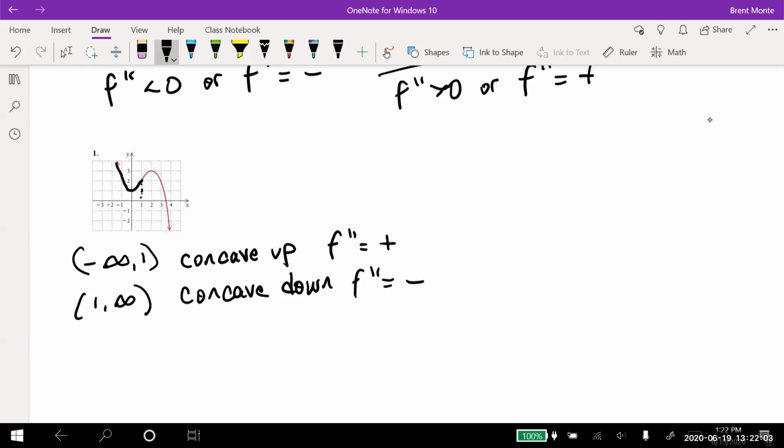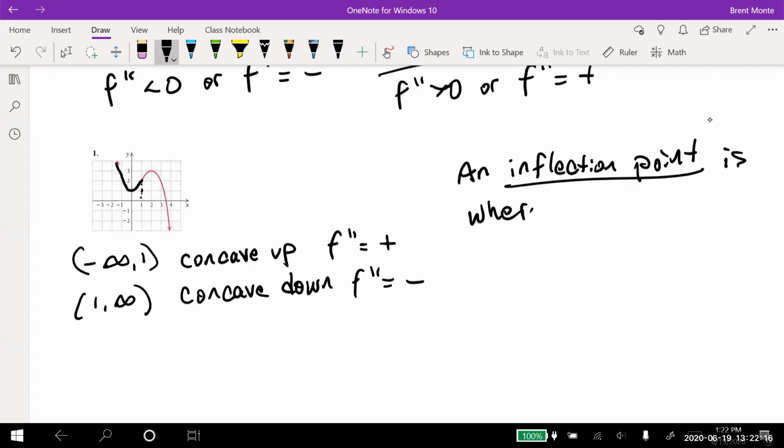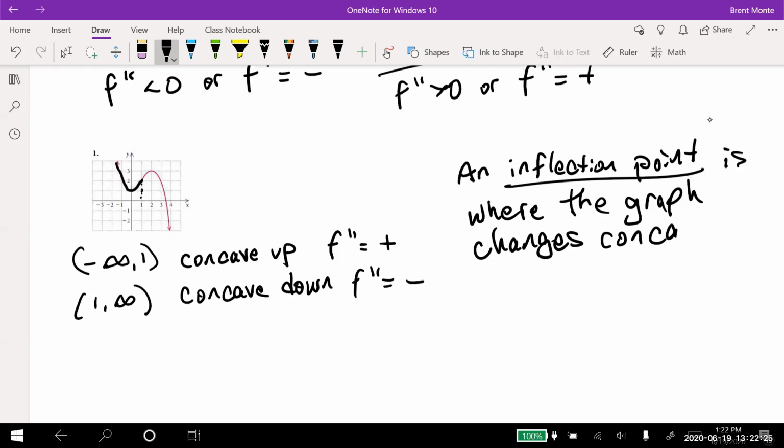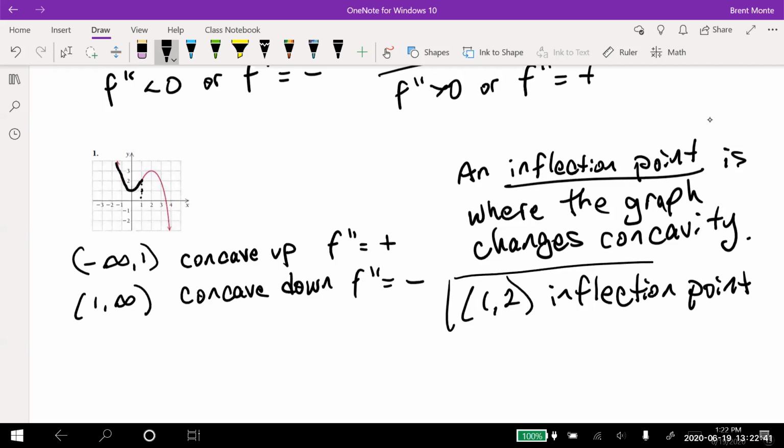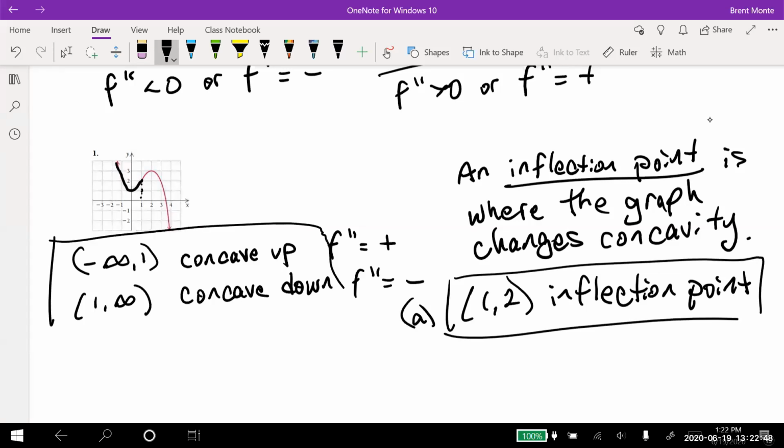So that brings up an issue though. An inflection point is where the graph or the function changes concavity. And so in this case, we see x equals 1, we see that y value is 2. So at x equals 1, y equals 2, we have an inflection point on this graph. So that would have been the answer to what they have in the book is A. This would be the answer to what they have for B.